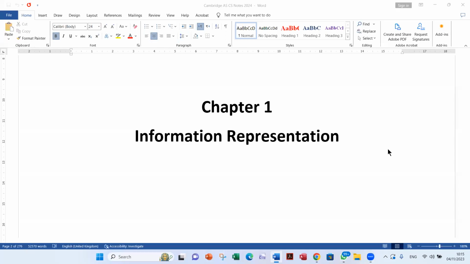Cambridge AS Computer Science, Chapter 1, Information Representation, Part 1. We start the AS Computer Science syllabus from the very beginning.